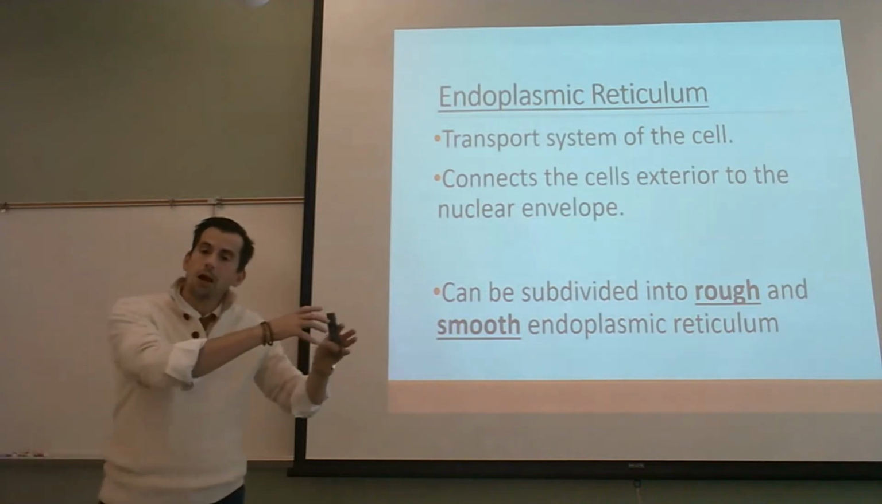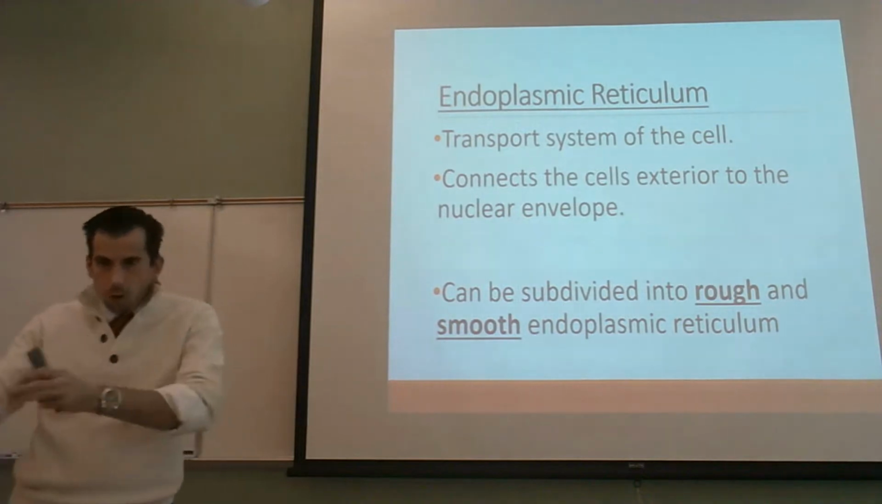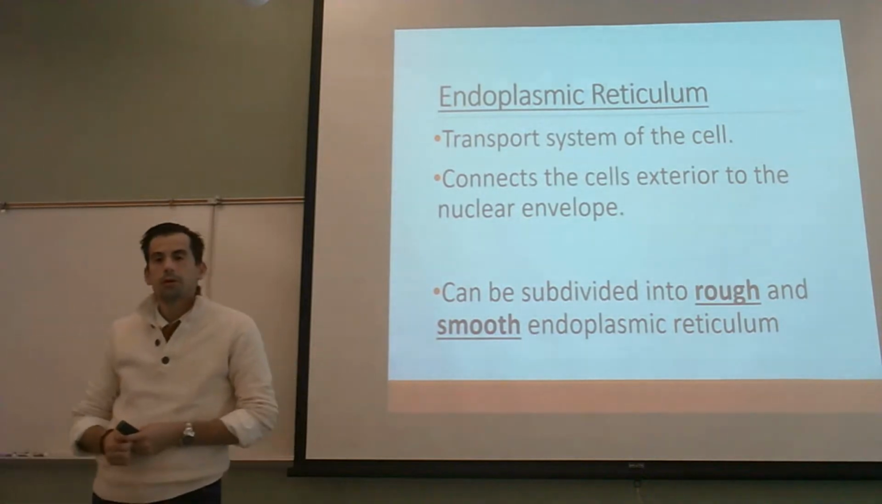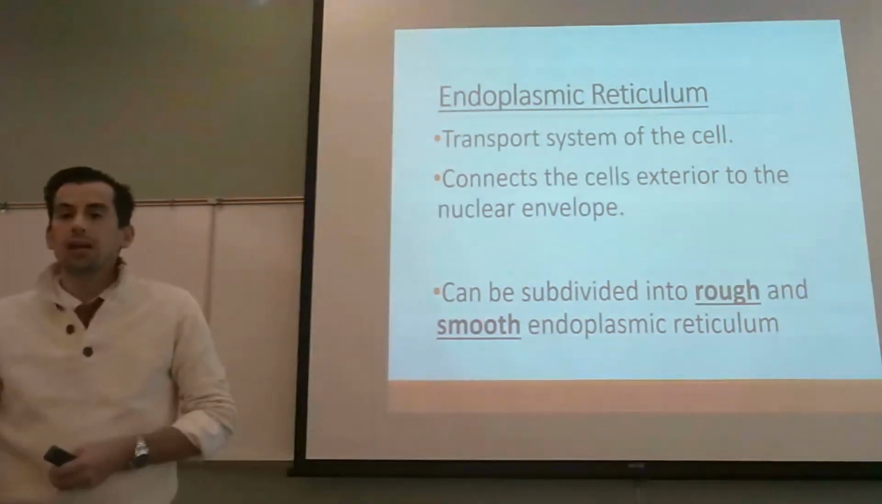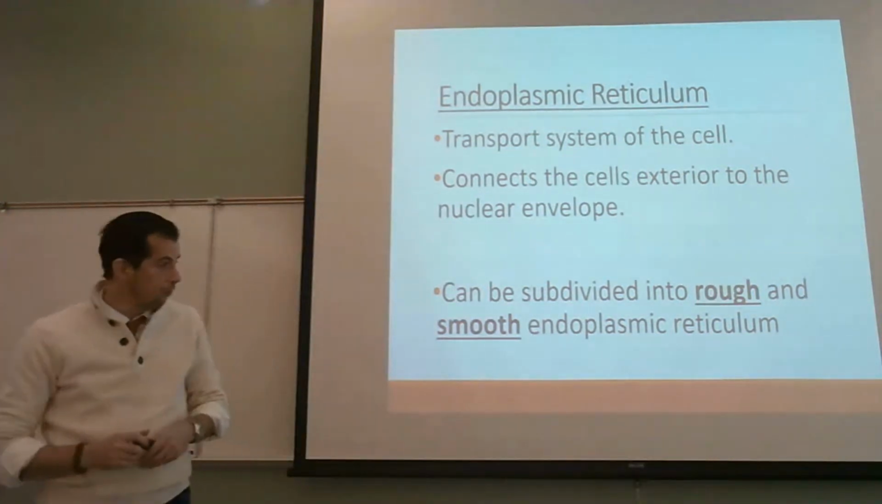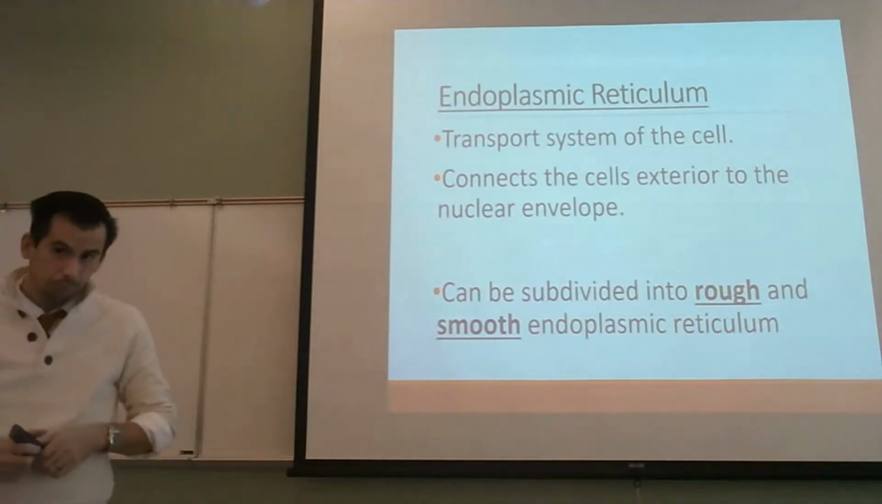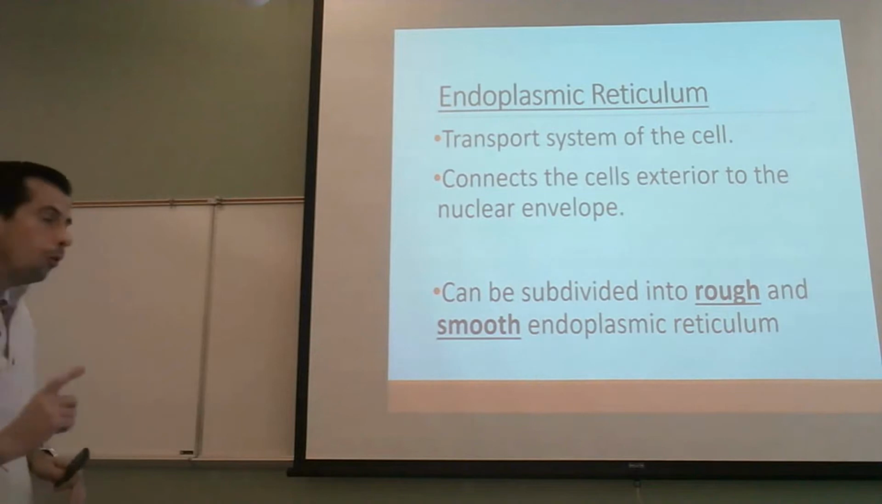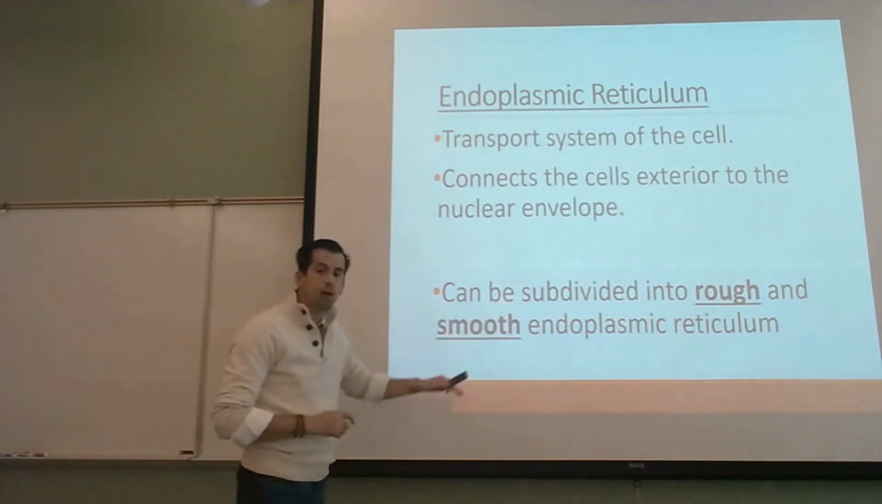We need to have a way to recruit and transport a copy of that code, as well as transport the building blocks that code is going to need to make a specific protein. We're going to rely on the endoplasmic reticulum for that. To tie that in just a little bit closer, we have two types of ER. We have rough ER and we have smooth ER.